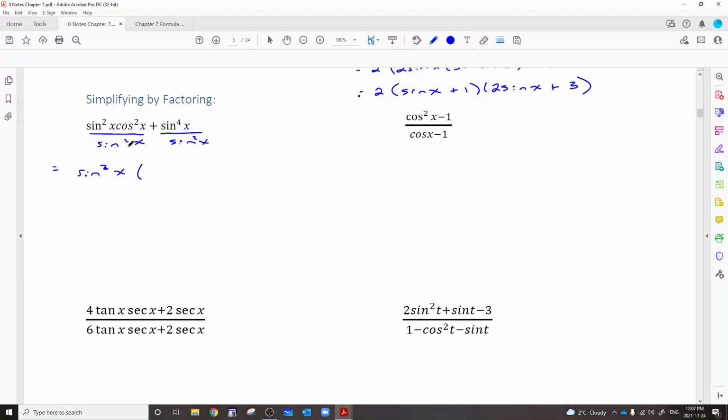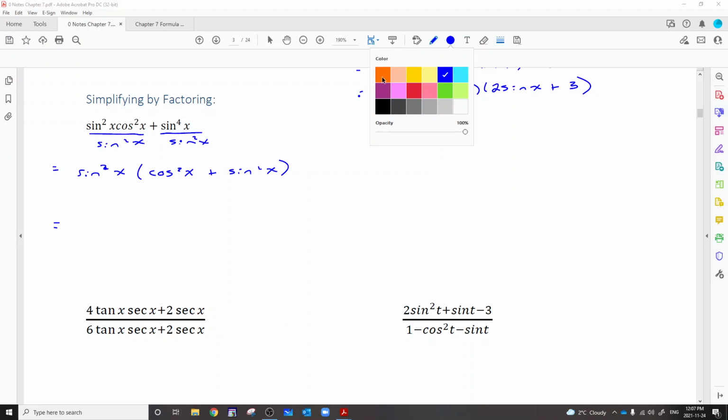Well, for the first term, sine squared x divided by sine squared x is 1, so I'd be left with a cos squared x. And then sine to the 4th x divided by sine squared x, I can subtract the exponents and I end up with sine squared x. Okay, well, how did that make it simpler?